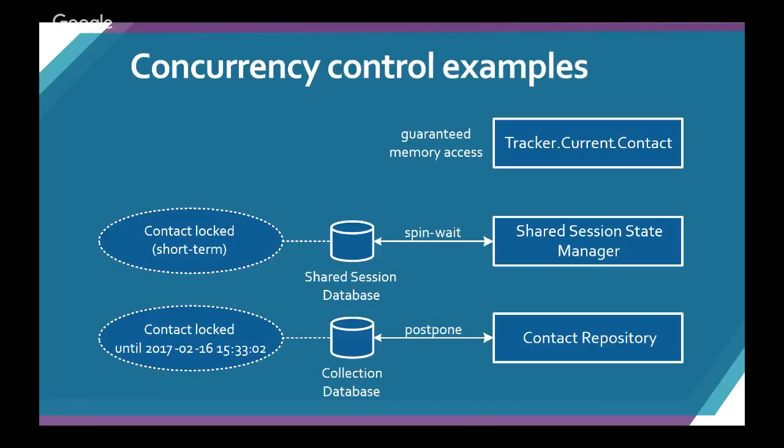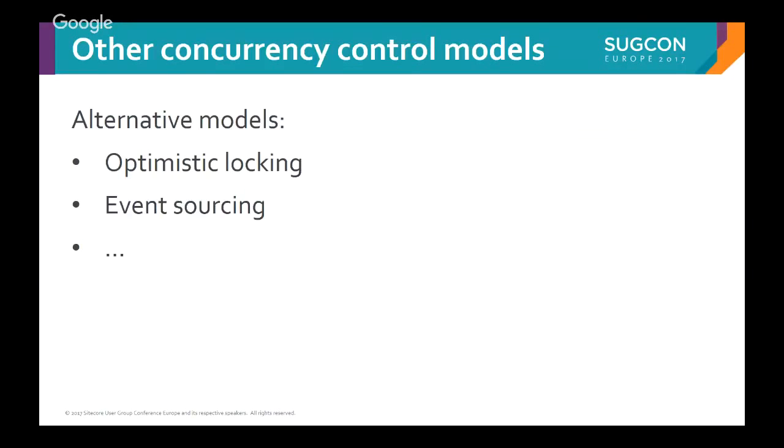Lock a contact, there's nothing you can do. So there are actually alternative concurrency control models. It's not something that was implemented in xDB. It's just something that's interesting to consider. One is optimistic locking. This concept is about assuming that only one cluster or only one process will be working with a particular contact.